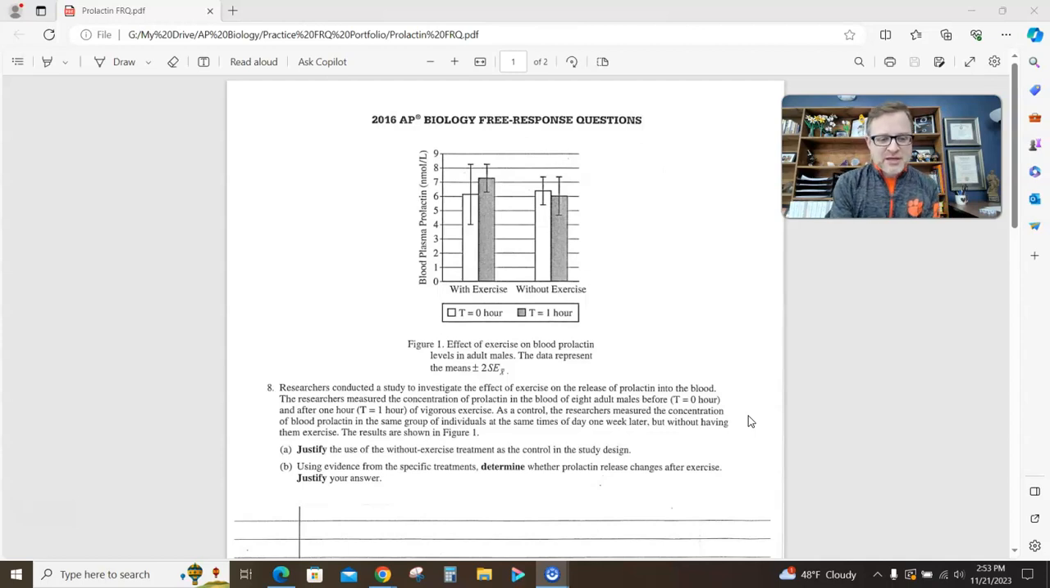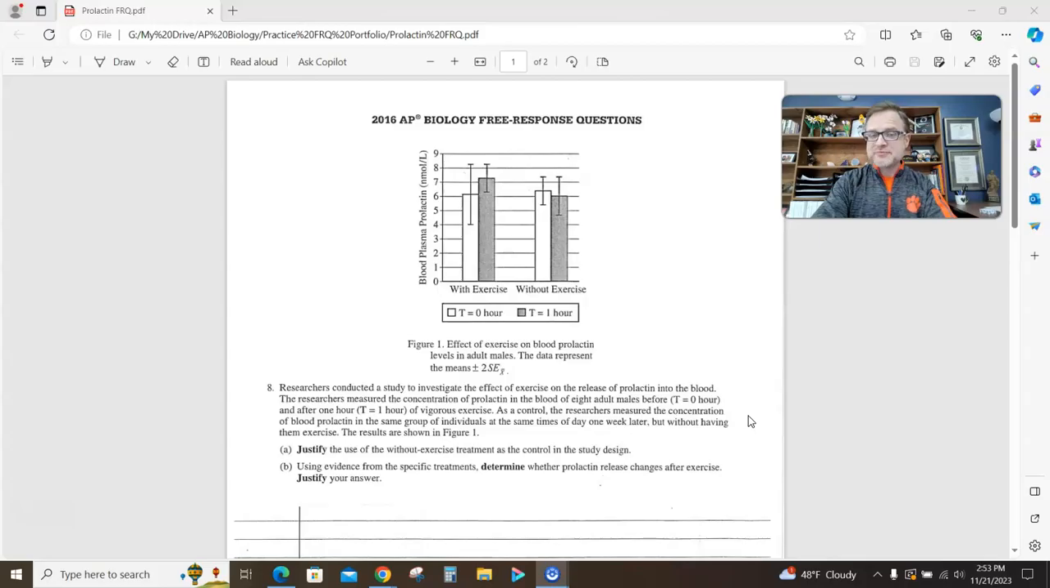Okay, question A. Justify the use of the without exercise treatment as the control in the study design. So this is a question that's asked all the time. The exam will ask you, why is a certain treatment the control? And kids frequently miss it because they just say something like that this treatment is the control because it's used as a comparison. That's not good enough. Any treatment can be a comparison. The question is, in this case, why is the without exercise one the control?